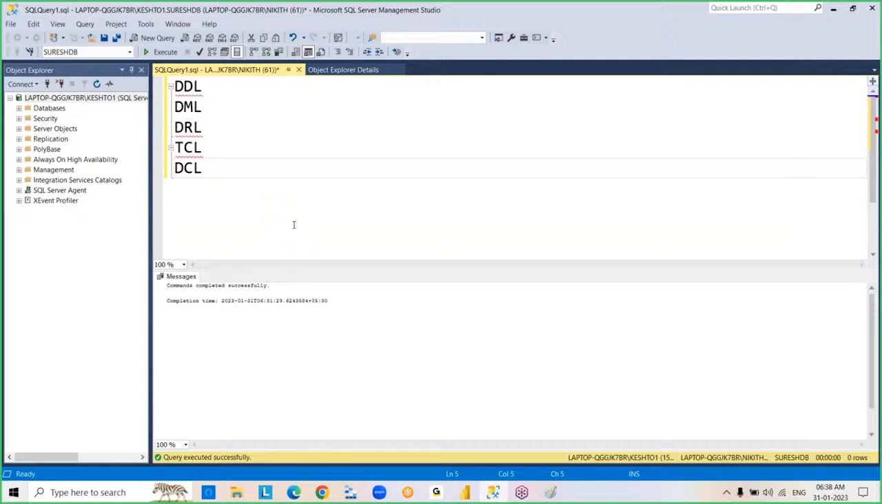Right, and so those things also I'm going to discuss very clearly. Tomorrow I'm going to start working with DCL, data control language, security related scenarios. Very clearly I'm going to discuss.